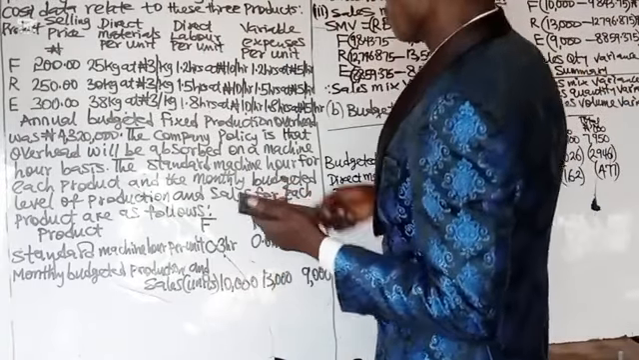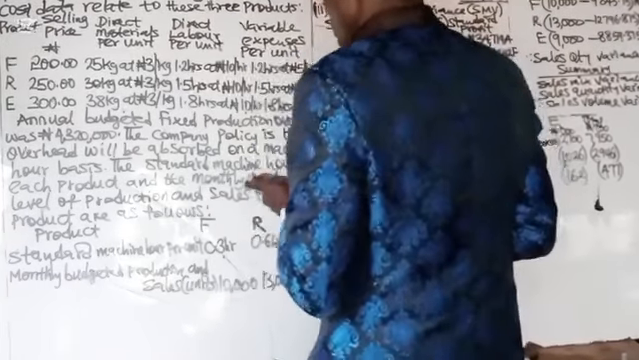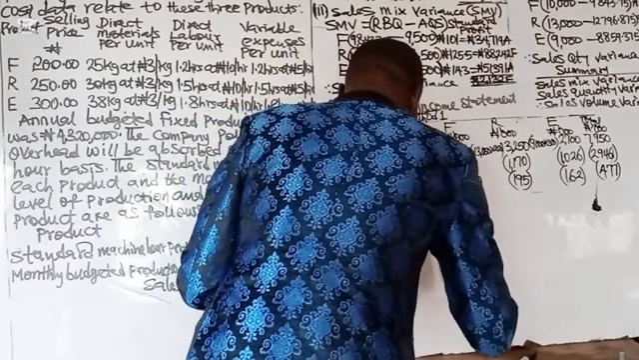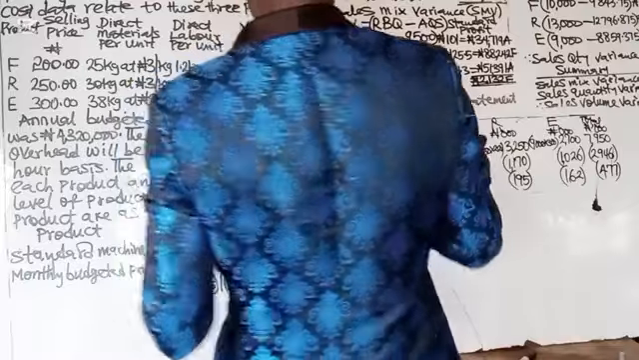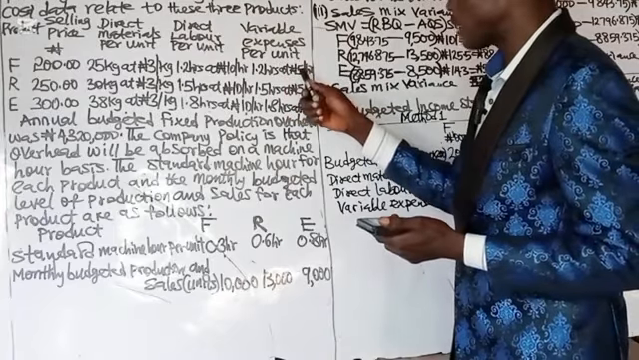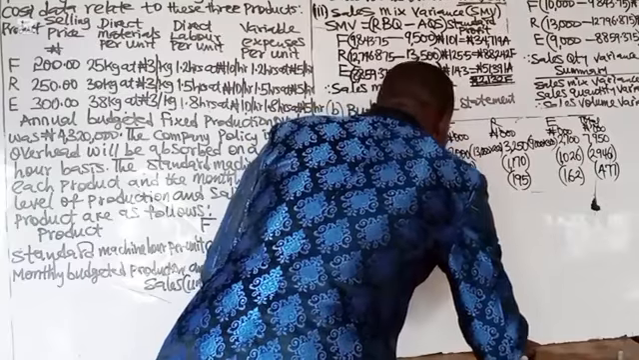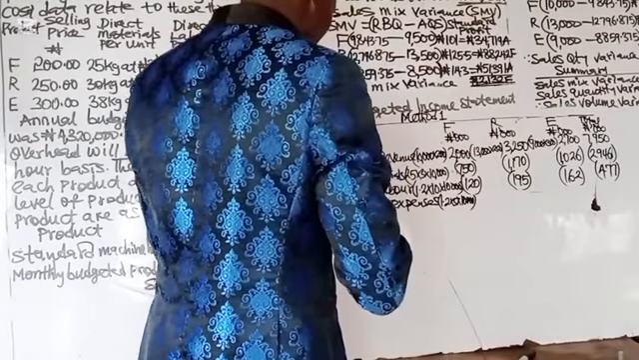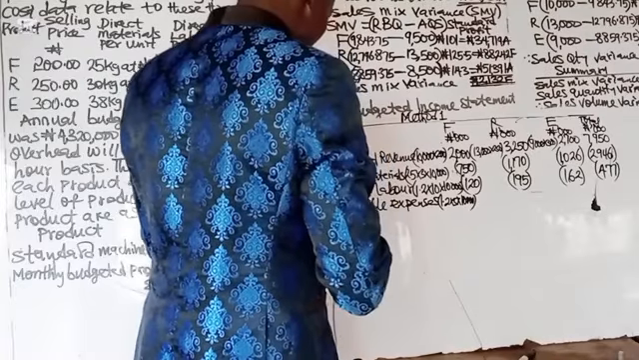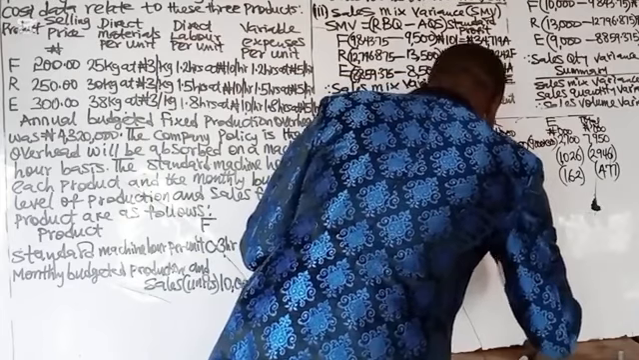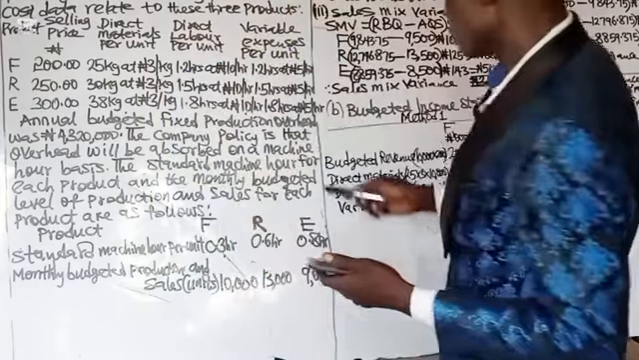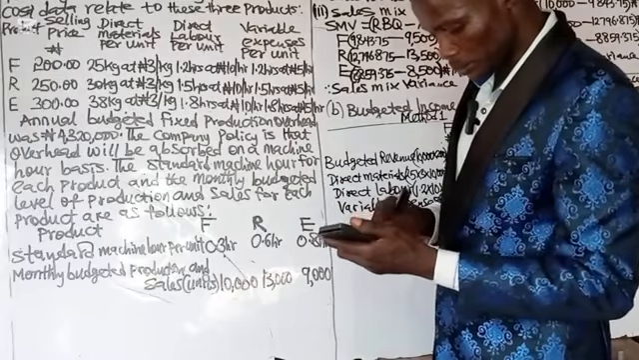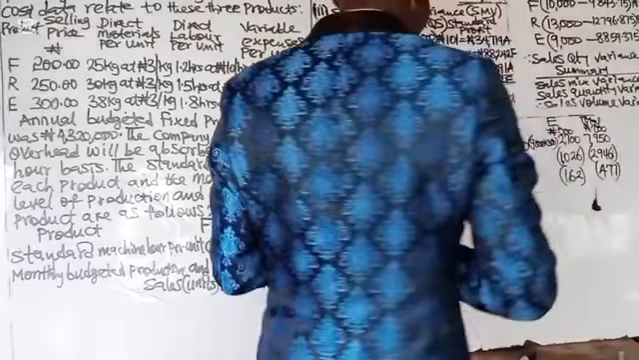Then we have variable expenses. For F, 1.2 times 5 times 10,000. That gives us 60,000. For R, 1.5 times 5 times 13,000 gives 97,500.